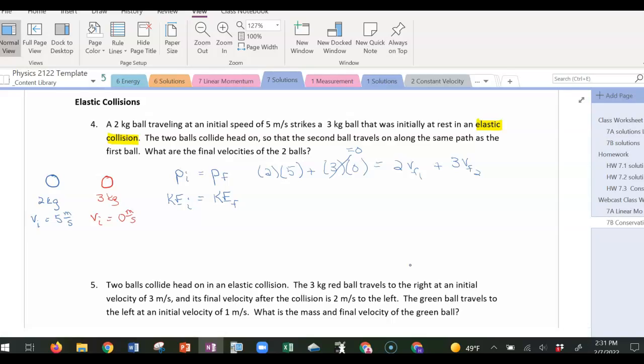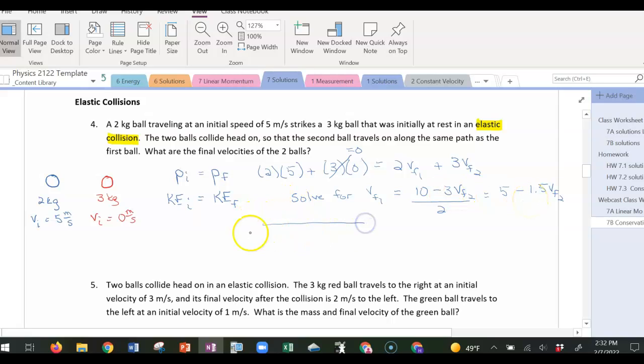I'm going to go ahead and just solve for the final velocity of number 1. It would be 10 minus 3 times the final velocity of number 2, divided by 2, which is 5 minus 1.5 times the final velocity of 2. Okay, so I've solved for the final velocity of the first ball in terms of the final velocity of the second ball.